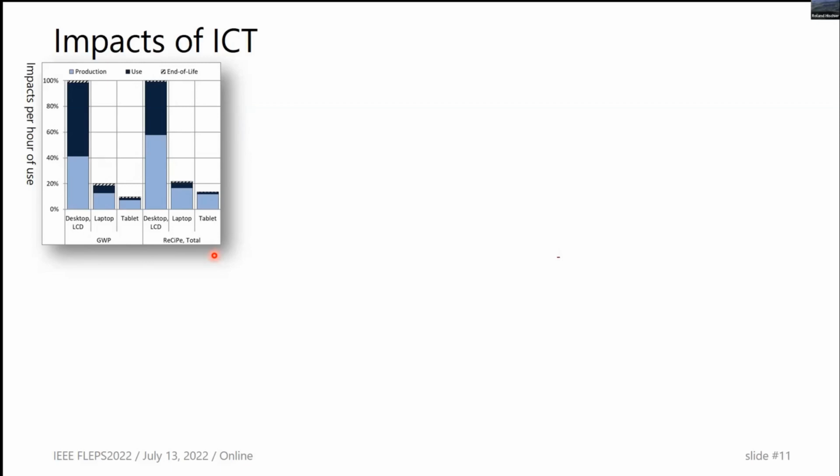And you see the result is quite similar. The desktop computer has a much higher impact, about 5 to 10 times higher than a tablet per hour of use of these devices, taking into account the different lifetimes of the devices.